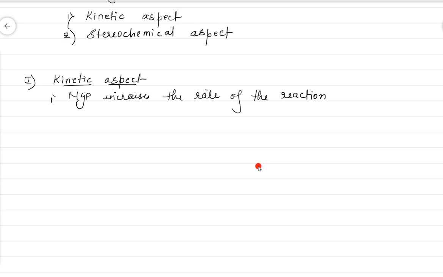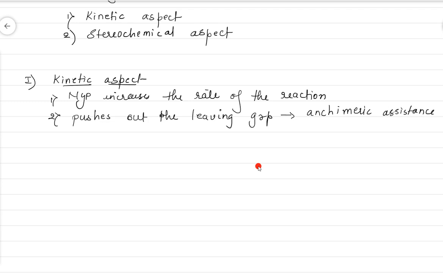So what exactly is our group doing? The neighboring group is pushing. It pushes out the leaving group. And this is called anchimeric assistance. What is it called? Anchimeric assistance. Remember this one. Because of this, the rate increases. Because of anchimeric assistance, the rate of the reaction increases.